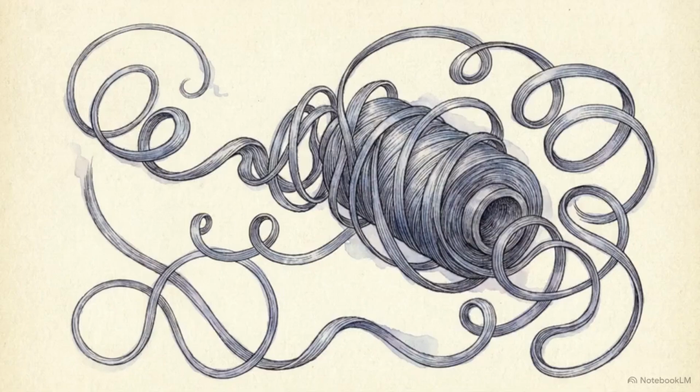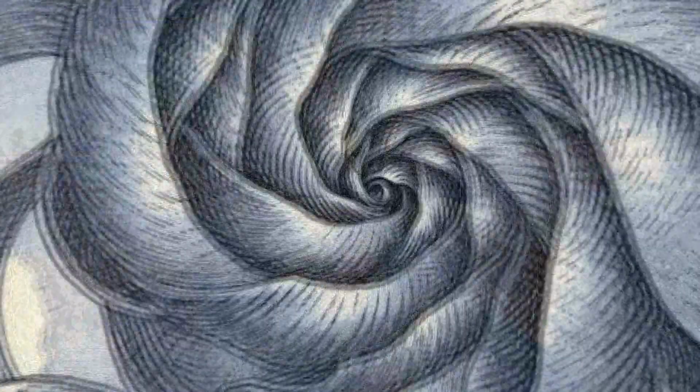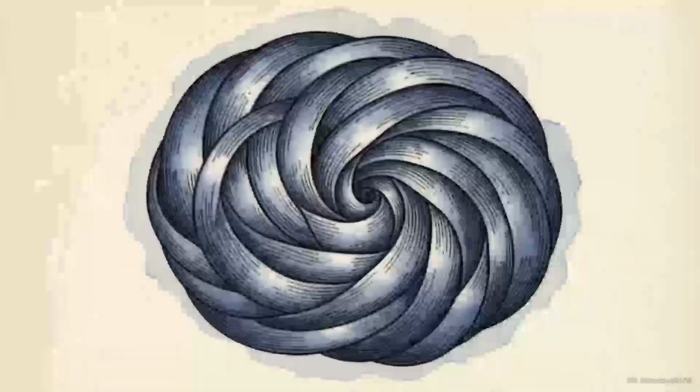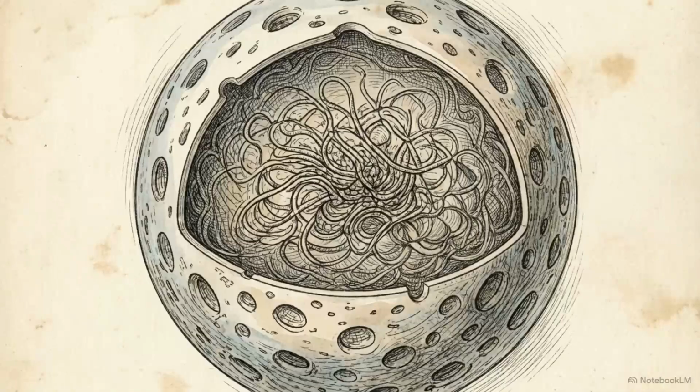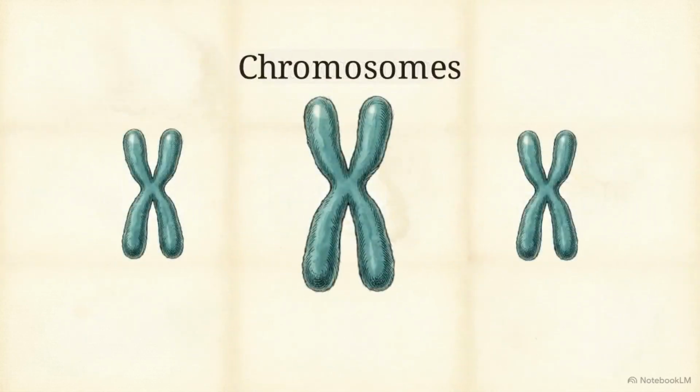If you extracted the DNA contained within a single human cell and stretched it end to end, the thread would measure roughly 2 meters long. Storing that volume of material inside a microscopic nucleus creates a severe spatial problem. To fit inside the nucleus without becoming a tangled mess, the loose threads of DNA, known as chromatin, tightly coil and fold themselves into distinct, rod-shaped structures called chromosomes right before a cell divides.